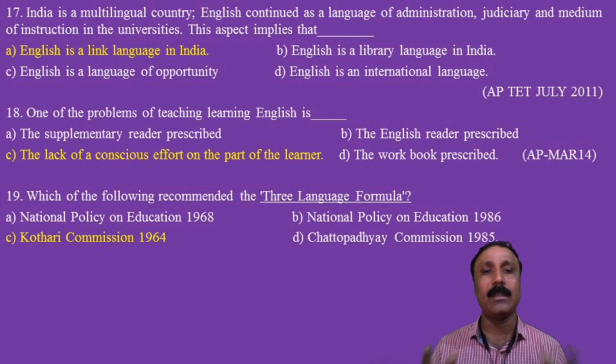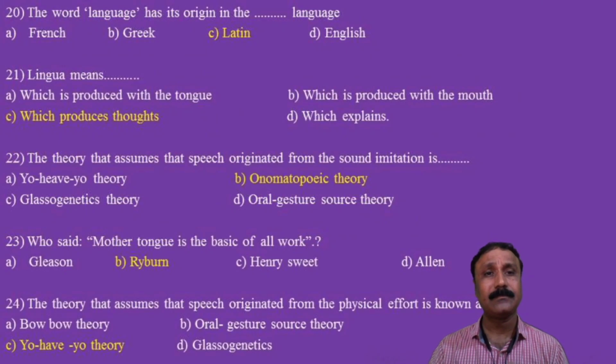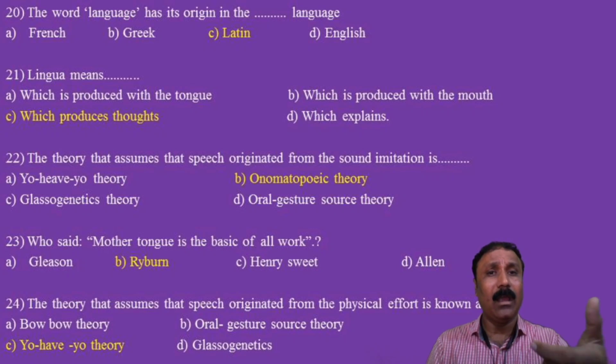Which of the following recommended the three language formula? That is, the Kothari Commission in 1964 recommended the three language formula to make learners learn all three. The first one is the mother tongue, the second one is English, and the third one is the national language, which we call nowadays Hindi. Okay, and the word language has its origin in the Dash language. It's a Latin word, lingua. Lingua means that which produces thoughts.